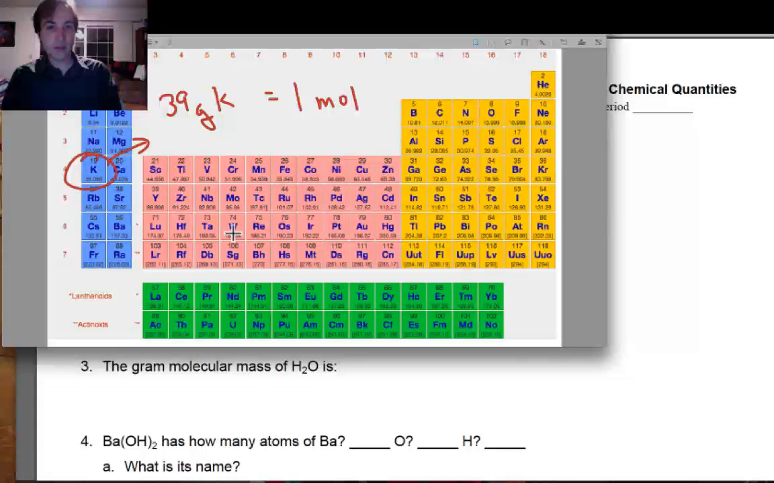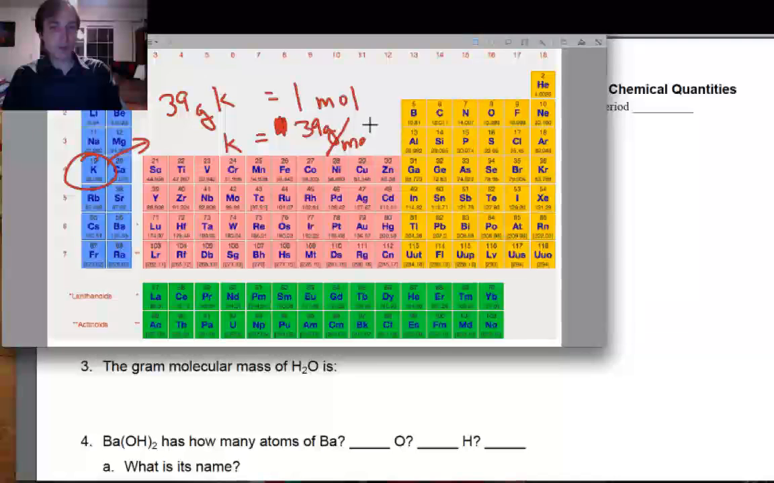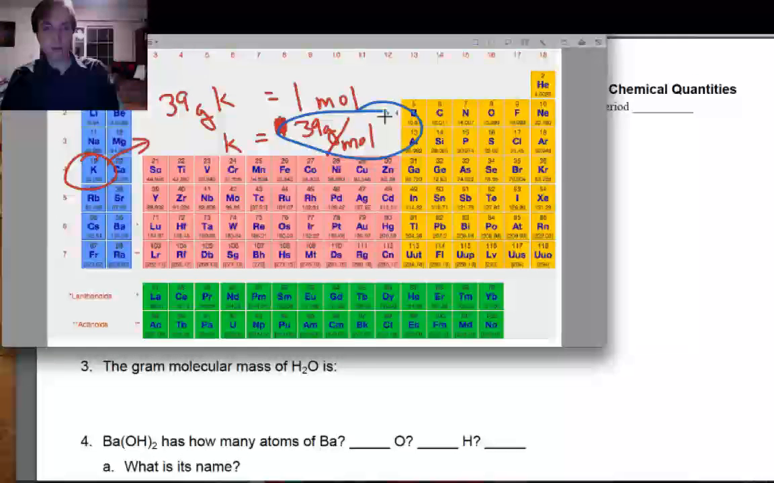Now, another way of thinking of this for potassium is that it's 39 grams per mole, because for every mole, it's 39 grams. So this is what we call the molar mass. All we've done is take this and say, okay, I know that 39 grams equals 1 mole, so that means that every mole is really 39 grams, so it's 39 grams per mole.